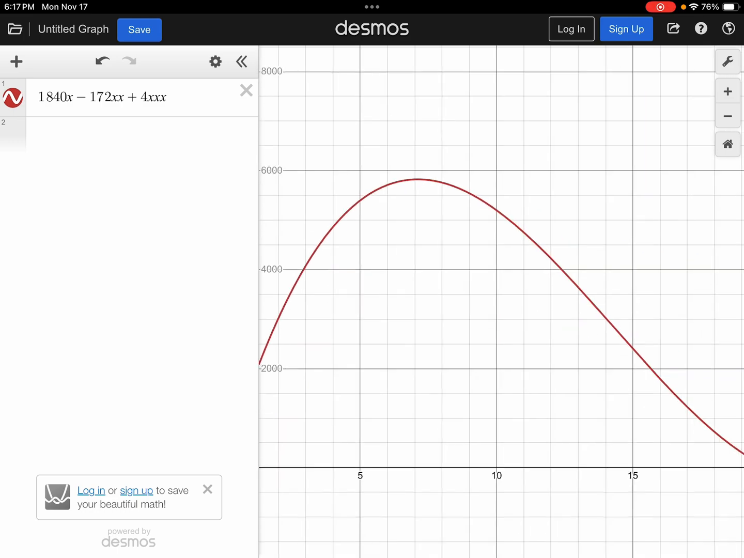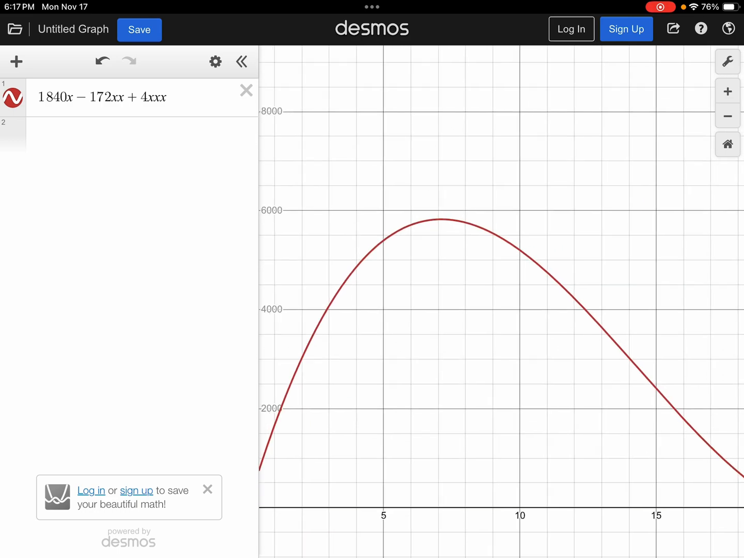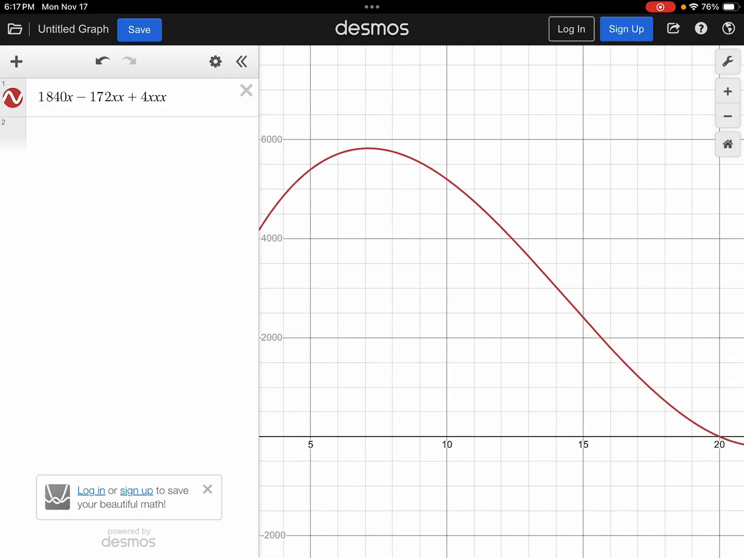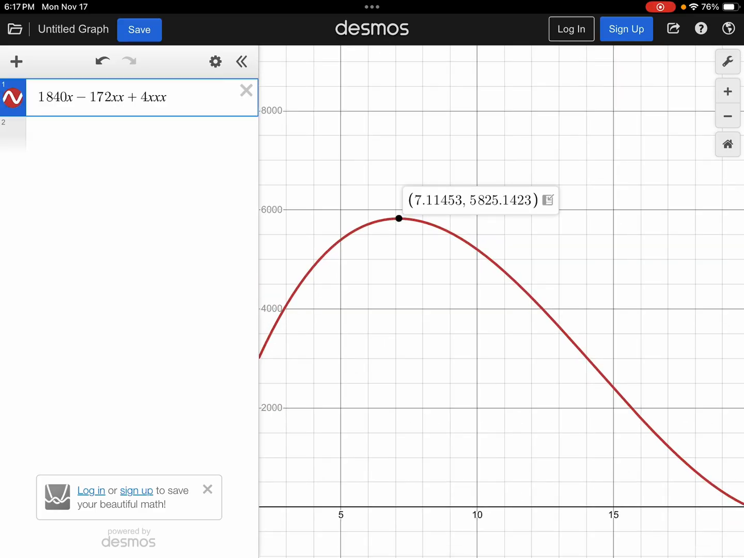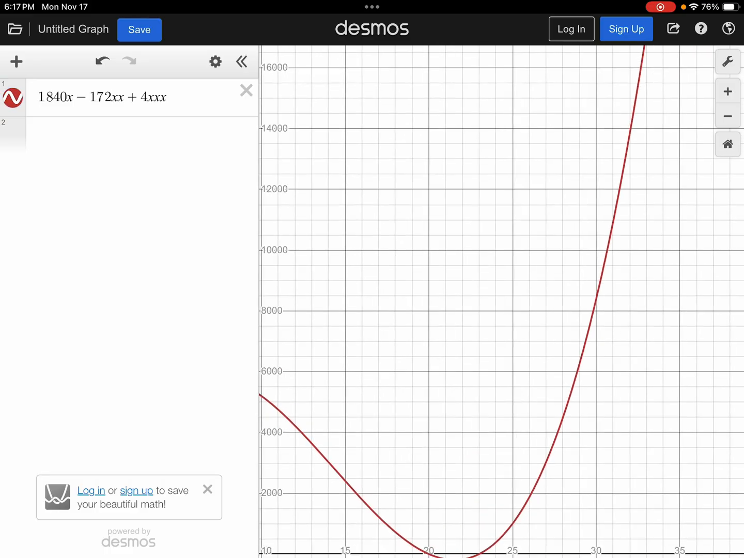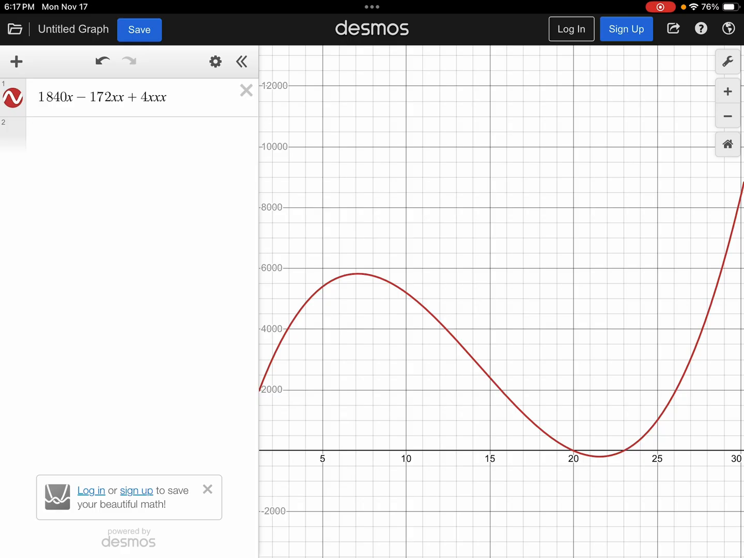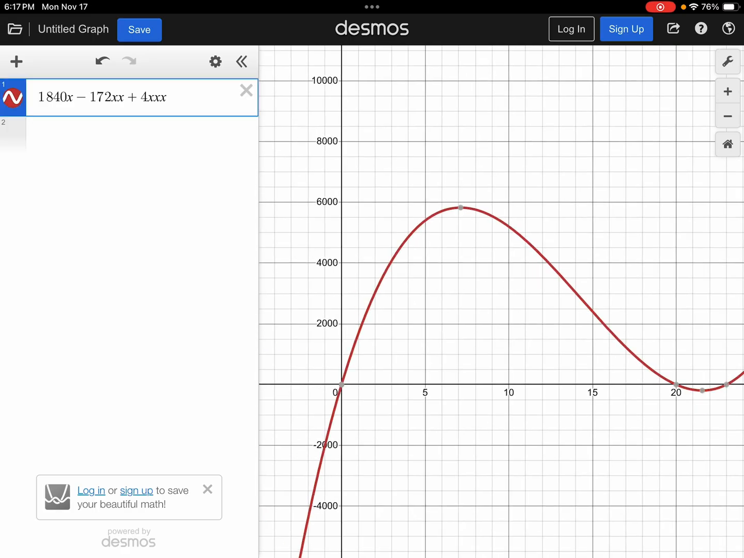So obviously you can look at this graph right here and see when does it reach its maximum. It's going to reach its maximum right here whenever the height is 7.1145 centimeters, and the maximum volume it's going to have is 5,825. Now you might be asking, well, wait a minute, what about over here? Now, since we are using context, it doesn't really make sense to use anything to the left of the origin because that means centimeters are negative, which it can't be.